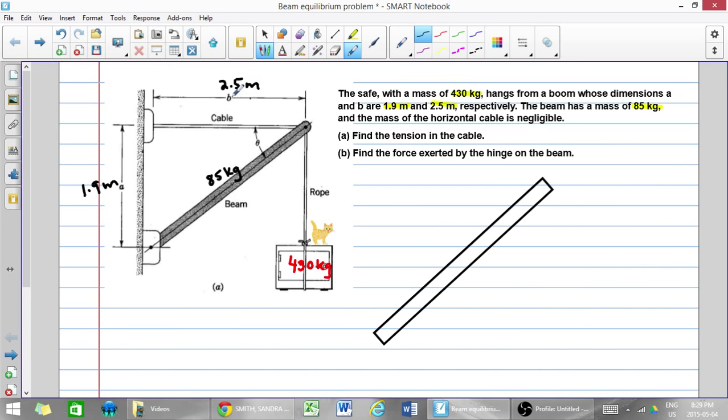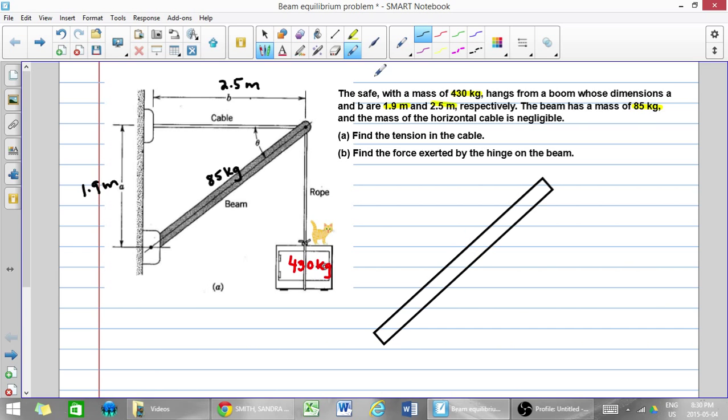All right. So we're going to draw a force diagram for the beam, all the forces acting on the beam. Let's start with the force of gravity on the beam itself. It's assumed to be uniform in composition, and we can treat that 85 kilograms then as acting all in the center of the beam.